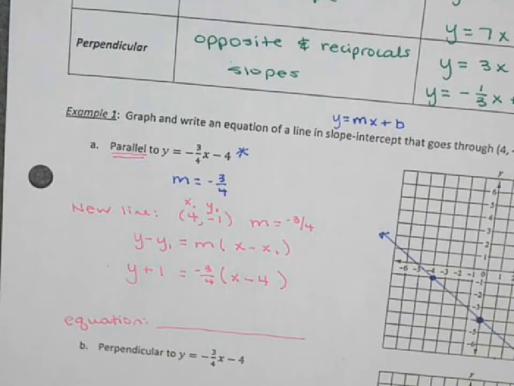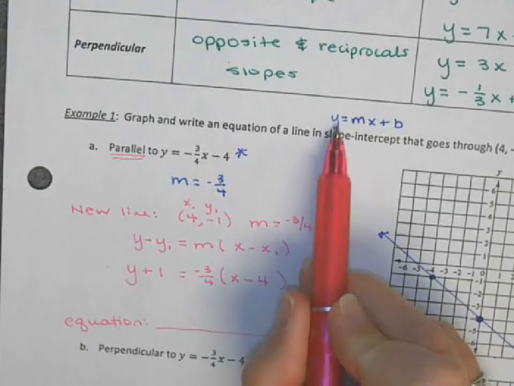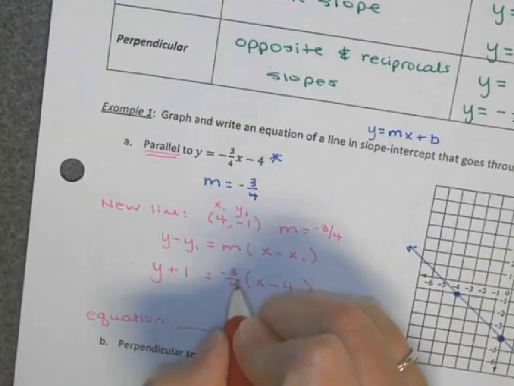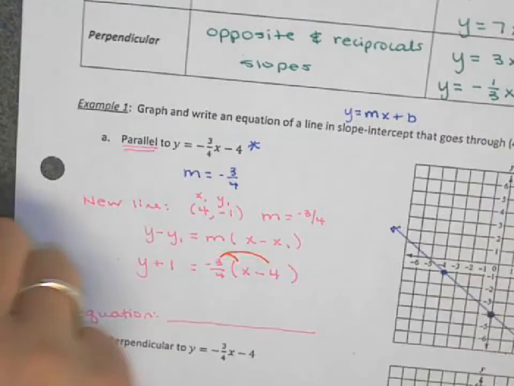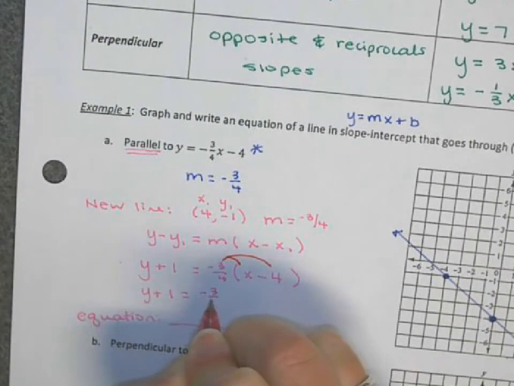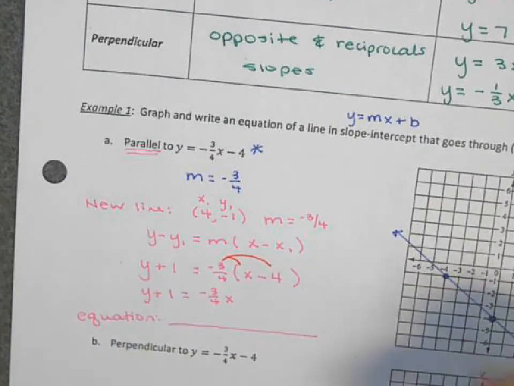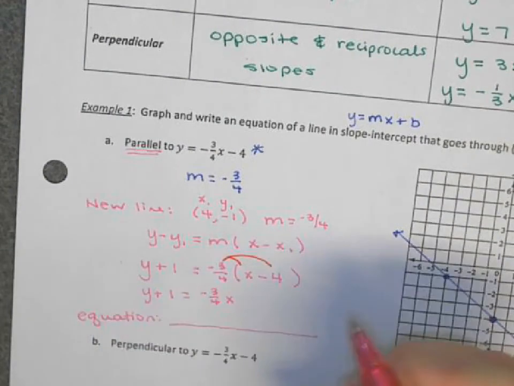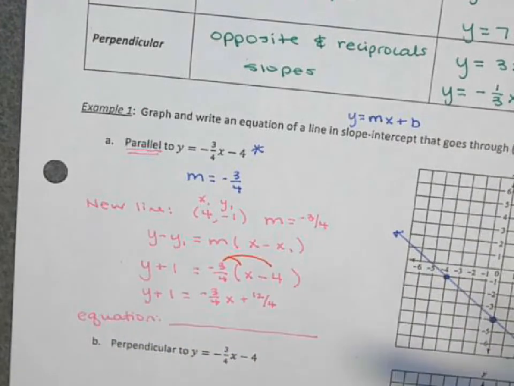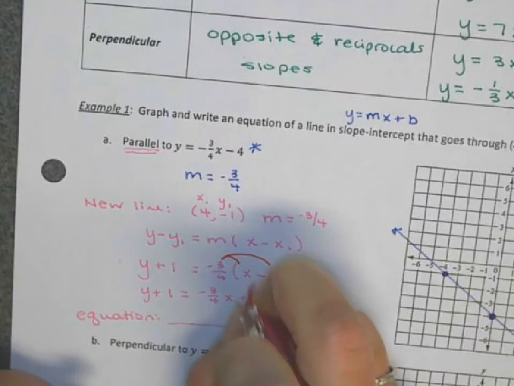Okay. Now, is that how they wanted my answer, in point slope form? No, how did they want my answer? Slope intercept form, y = mx + b. So we've got to get that y by itself, which is why we practiced this on our day 2 stuff. So we're going to have to distribute that -3/4. That's going to be -3/4 x. -3 times -4 is a positive 12 over 4. But wait a minute, 12 over 4, that's just 3.